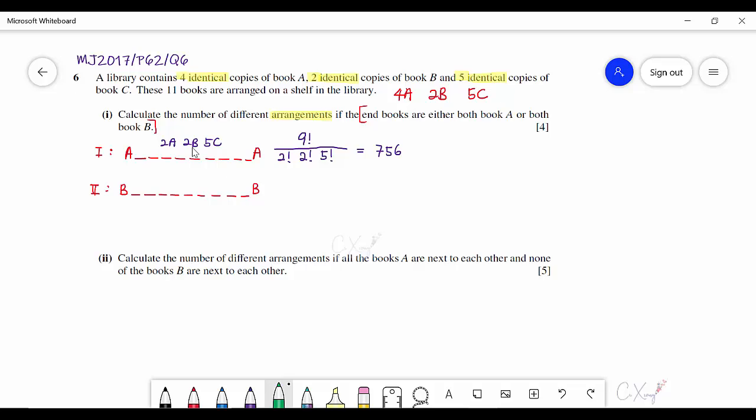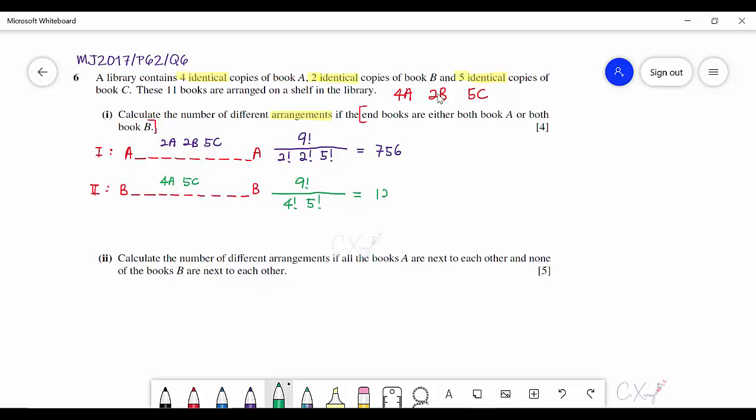Then when we come to case number 2, the end books are both B. So that means no more B anymore. I have 4 A to be arranged and also 5 C to be arranged in this case number 2. Again, there are 9 books in total, 9 items, so I need 9 factorial. But out of these 9 items, I have 4 identical A, so divide by 4 factorial, and 5 identical C, therefore I divide by 5 factorial.